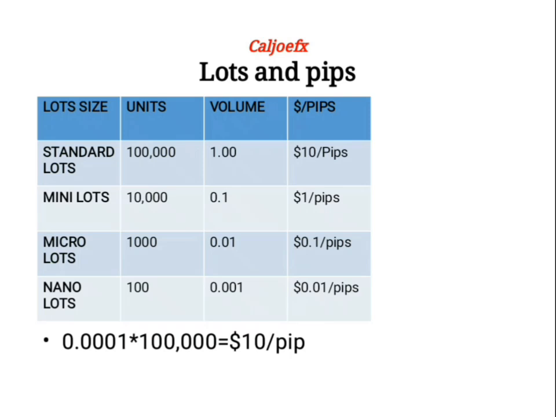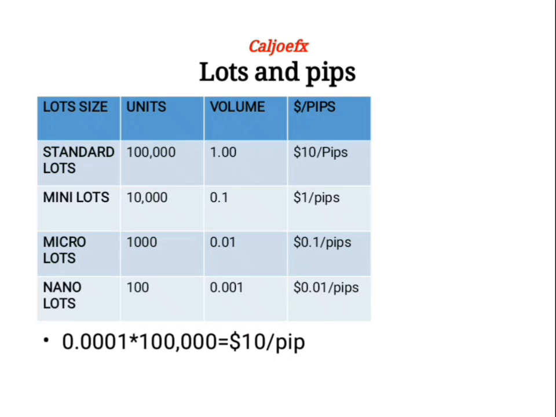Now what you do is that this 0.0001 is a pip. You can have 0.0005, that is 5 pip. 0.0007, that is 7 pip. You can have 0.0010, that is 10 pip. Now for you to get this number of pip, you have to multiply by either mini lot, micro lot, or nano lot. So for nano lot we have $0.01 per pip.